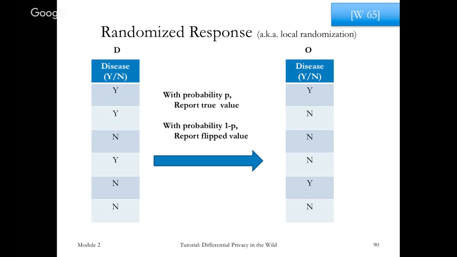Yes or no, does the person have this disease or not? And the basic idea behind randomized response is that with probability P, we'll report the true value, and with probability 1 minus P, we'll flip the value, okay? This is actually a very old technique.